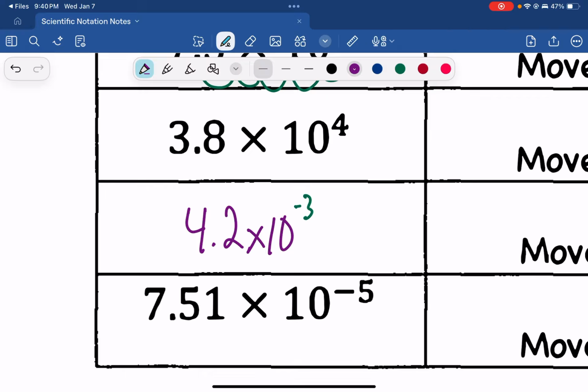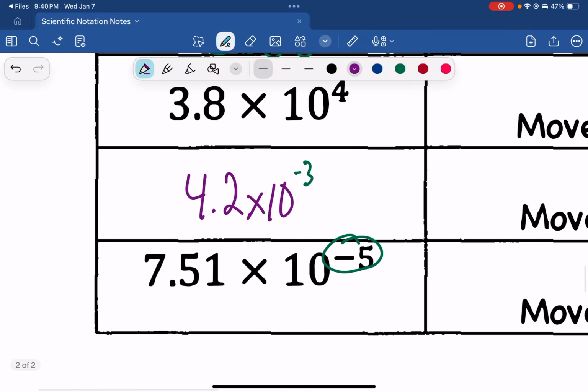All right, for our last example, we have 7.51 times 10 to the negative 5. This exponent, the negative 5, tells us that this number was small. So when we decide to move the decimal, we should move it the direction that's going to make this a smaller number. That's going to be to the left. So we go 1, 2, 3, 4, 5 times. Decimal should be here. We got to put in a whole bunch of zeros here.